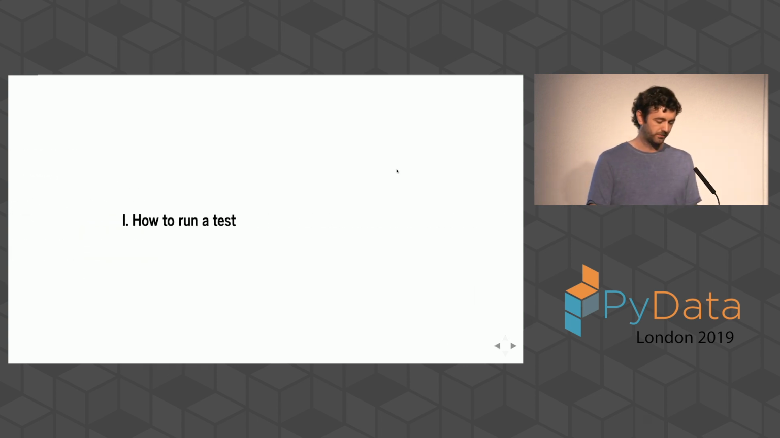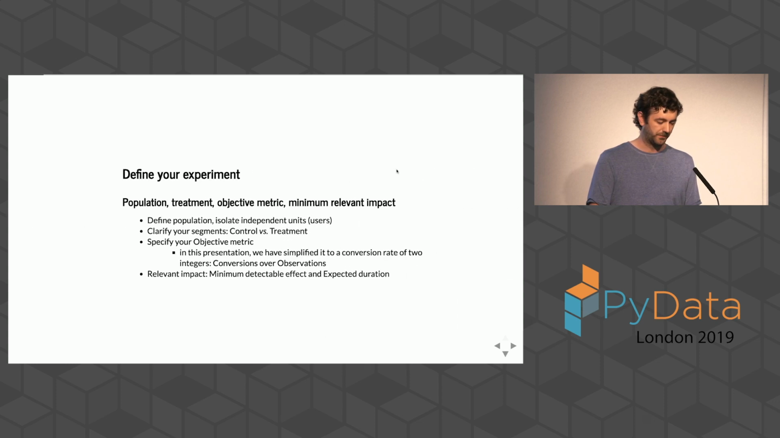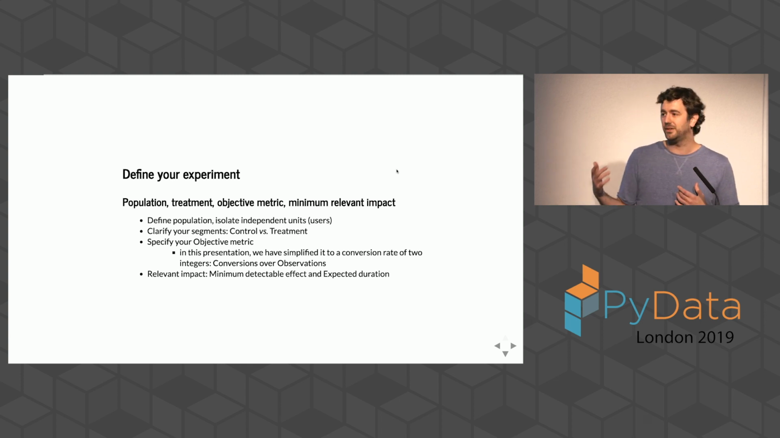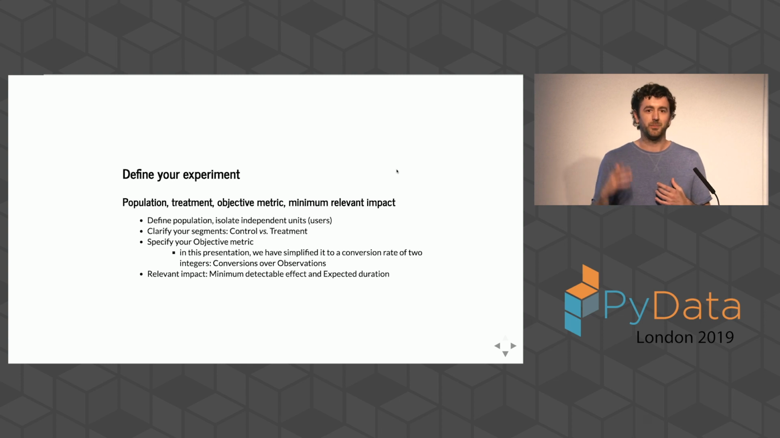Okay, so let's go to the tests. If you run an A/B test, the first thing you need to do, and this might seem simple theoretically speaking, but if you actually work on this day-to-day, it's not that simple. It's a very tricky part, which is to define your test. So you need to define first your population.